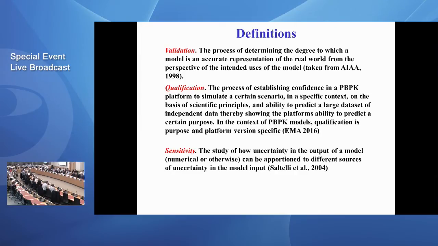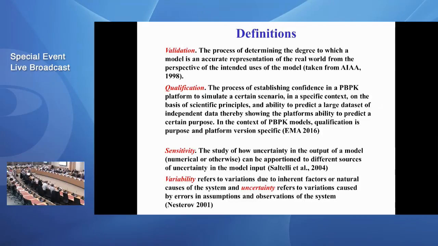Okay, so then we have sensitivity. This definition comes from an Italian called Saltelli. I'm sure that's the wrong pronunciation. But if you read the literature on sensitivity, this is the guru of sensitivity, particularly on global sensitivity. He's written a lot of the literature on this. And this is his definition of sensitivity: the study of how uncertainty in the output of a model, numerical or otherwise, can be apportioned to different sources of uncertainty in the model input. So quite an important word there is uncertainty.